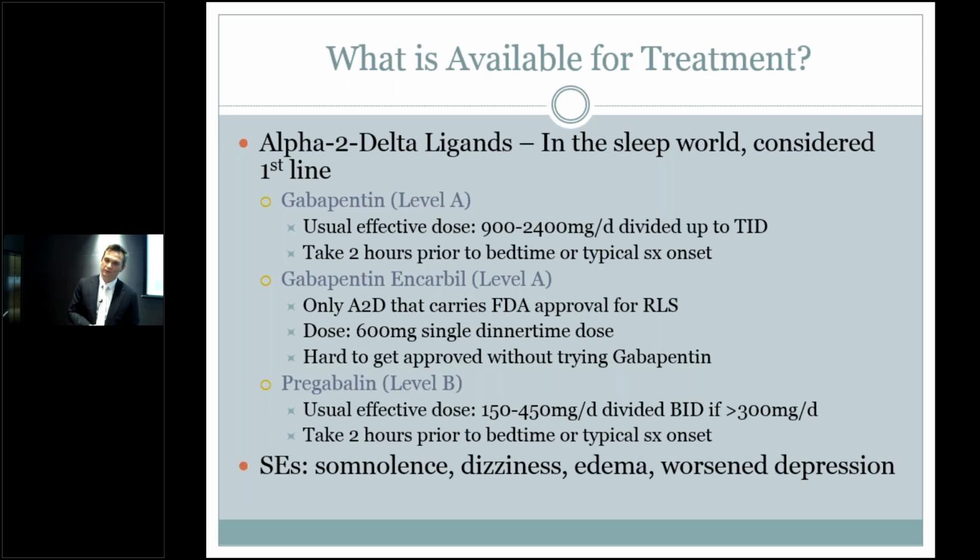Lyrica or pregabalin also can be quite effective. There's a lot of crossover between it and gabapentin, so I don't see much difference there. Biggest side effects, somnolence. Obviously, that's a desire. We want patients to be able to sleep. Dizziness, edema, and worsening depression, which comes into play when we start talking about SSRIs and how to offset some of their treatment.